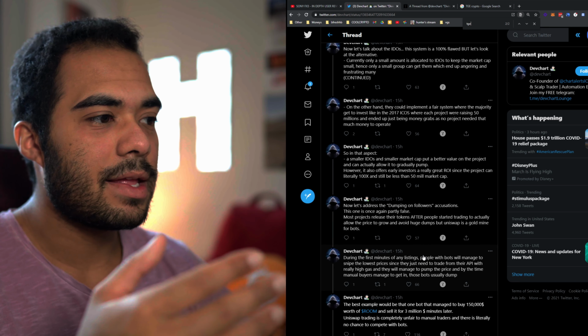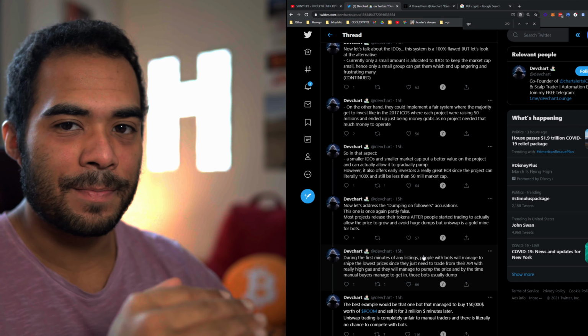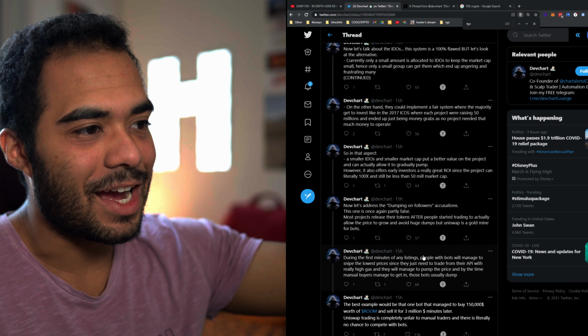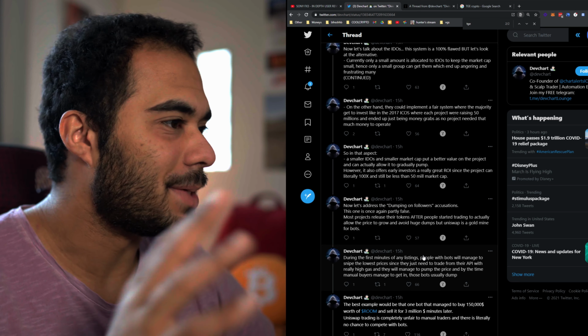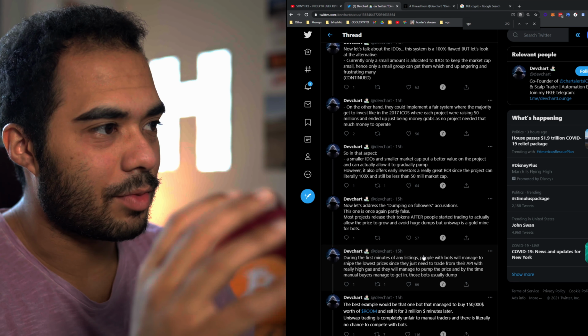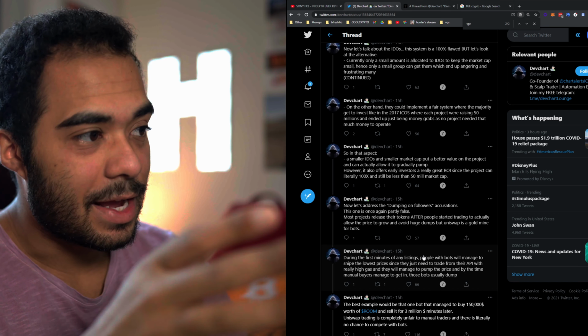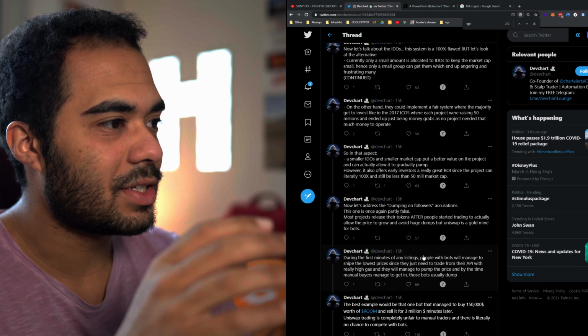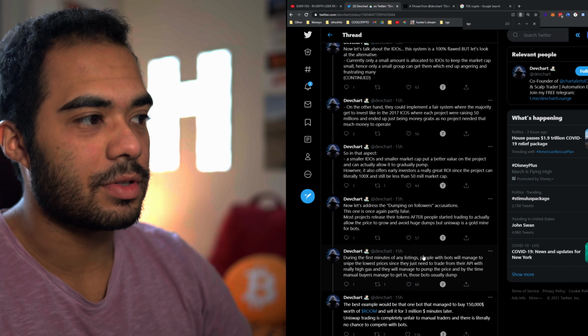And at least that way, there are still a lot of pumps to be had, at least all the way up until the general public gets their hands on it. Then it dips, and then it seems to go back up. But that's kind of, I think, what he's hinting at there. So in that aspect, smaller IDOs and a smaller market cap put a better value on the project and can actually allow it to gradually pump.